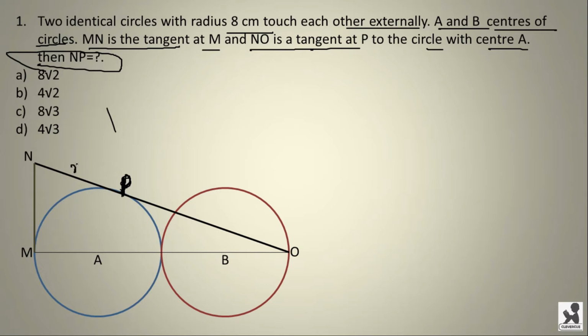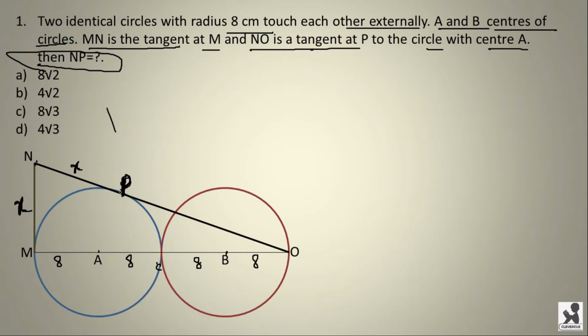Let us assume this as X. Now if you see, there are two tangents drawn from N to the circle with center A. So both the lengths will be equal. This is X, then if NP is X, then NM is also X. Now let us see. The length of the radius is 8 centimeters, and that is for both the circles. Let us name this point C. MA is 8, AC is also 8, BC is 8 and BO is also 8.